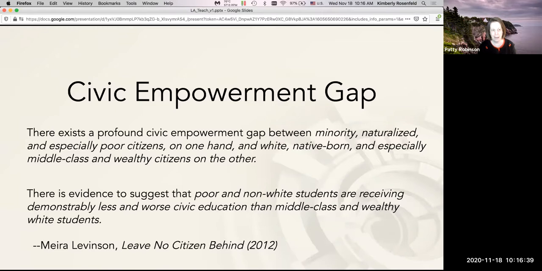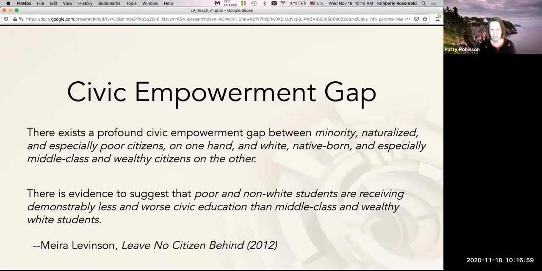As you can see, this is a term that comes from Meira Levinson from her 2012 book, Leave No Citizen Behind. And I know we're playing on a term there. She is an educator from Harvard University. And what she's arguing here is that we have a gap in this country.